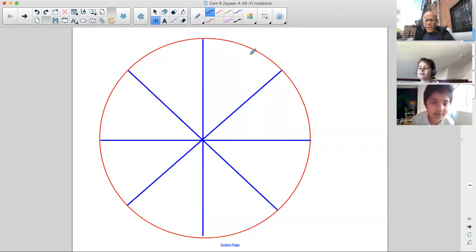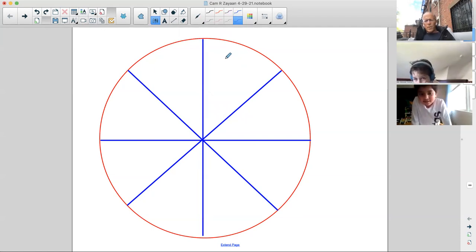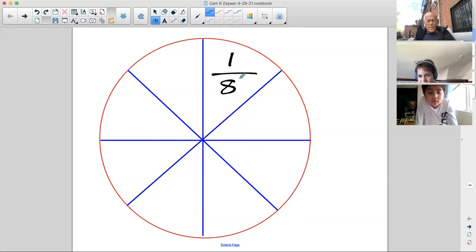Wait, let me see. 1, 2, 3, 4. 1, 2, 3, 4, 5, 6, 7, 8. So what do you think they're called, Cam? 1/8. Yes. It's only 1/8 if you colored 1. This is 1/8.